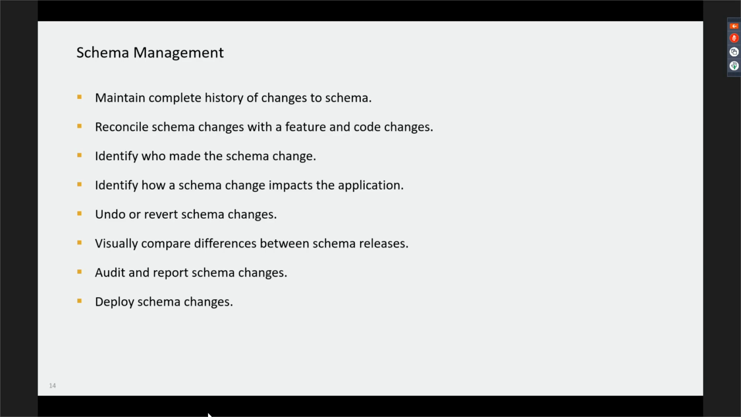You have to have a complete history of all your changes to your schema. You should be able to tie back schema changes to feature and code changes. You should know who made the change. You should know how this change affects your application. And you should be able to easily undo or revert changes as needed. And it's great when you can visually compare the differences between schemas in a natural comparison, not just text files.